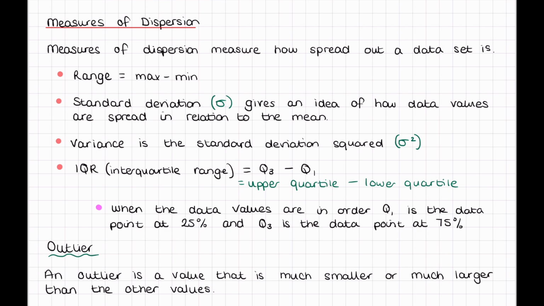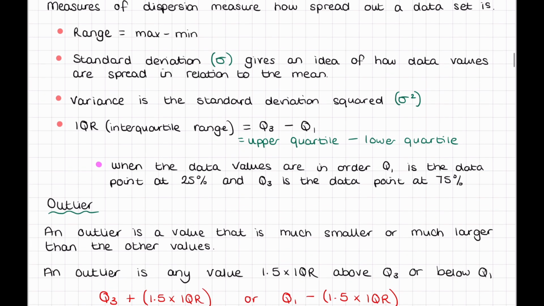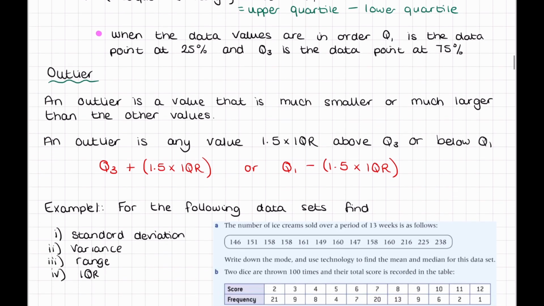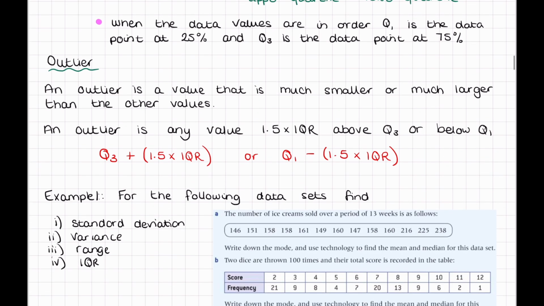The interquartile range, which is our upper quartile minus our lower quartile, Q3 minus Q1. Just a note there with the quartiles: when we have the data values in order from lowest to highest, Q1 is the data point 25% of the way through the data, and Q3 is 75% of the way through the data. With this, we also need to be aware of outliers. An outlier is a value that is much smaller or much larger than the other values.